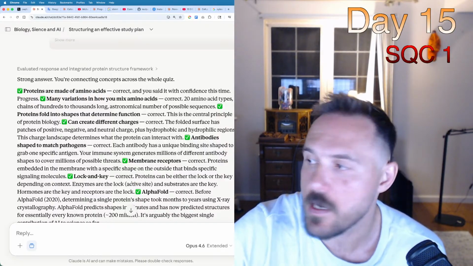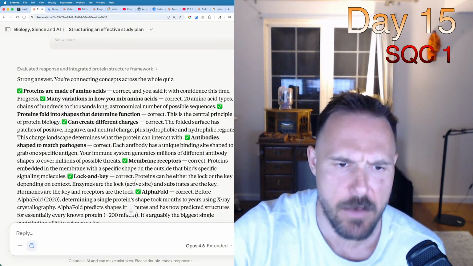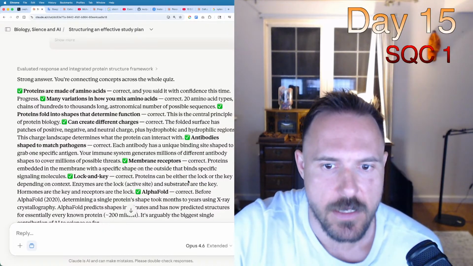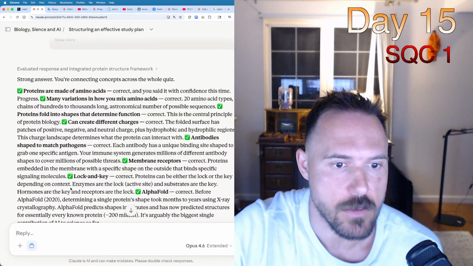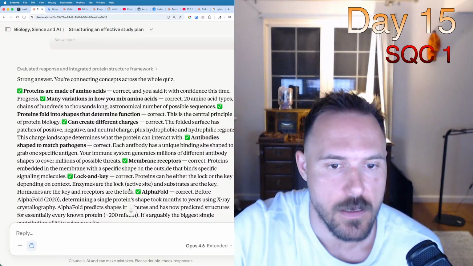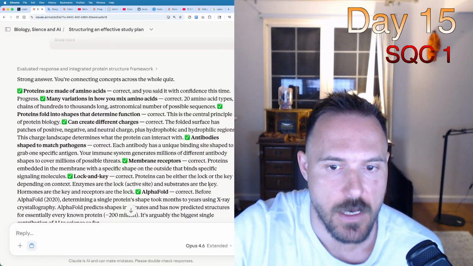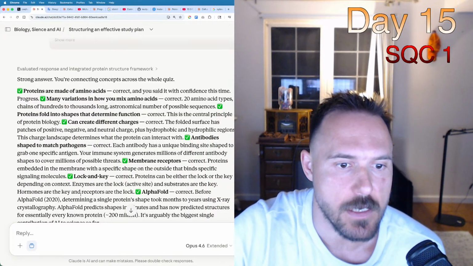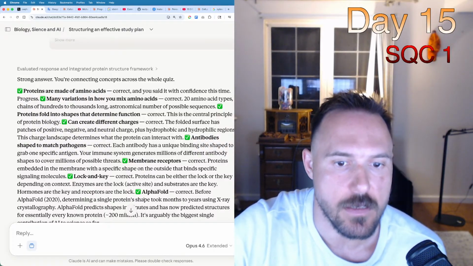Lock and key, correct. Proteins can be either the lock or the key depending on the context. Enzyme as a lock, active sites, and substrate as a key. Hormones as a key, and the receptors as a lock.